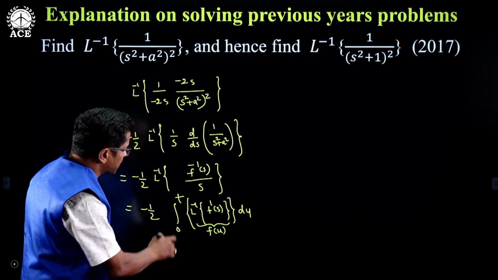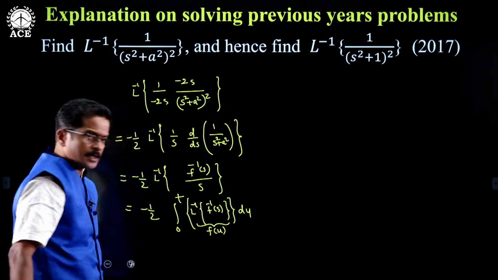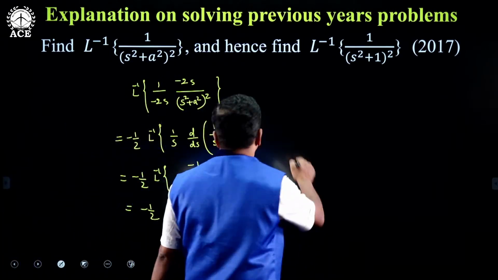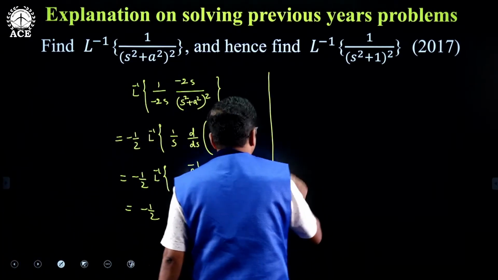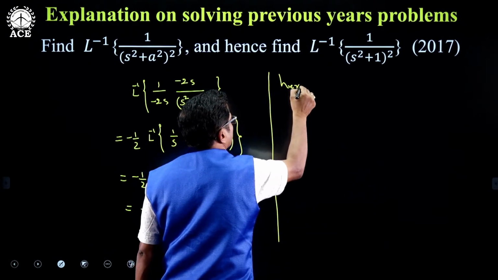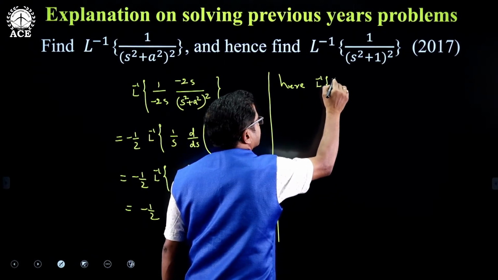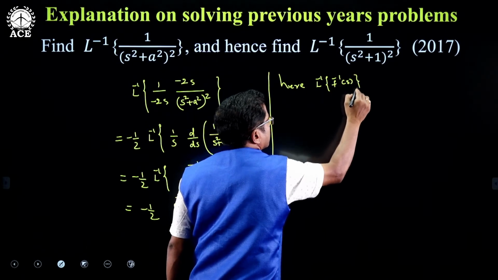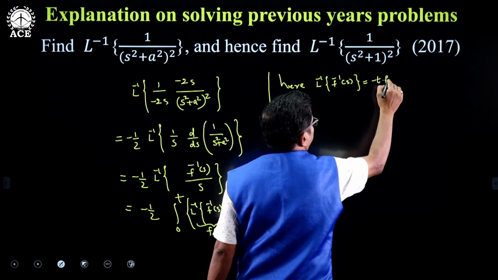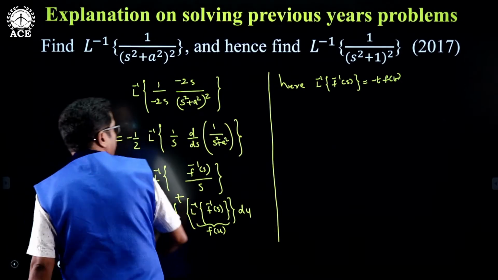So here f of u means L inverse of f bar dash of s. So here I have to find L inverse of f bar dash of s, which is equals to, by the Laplace transform of derivatives, minus t into f of t.